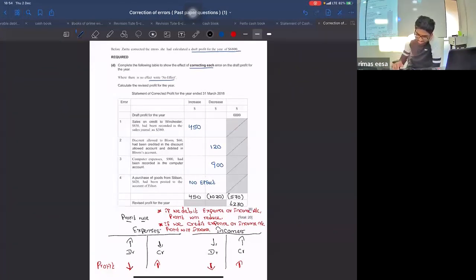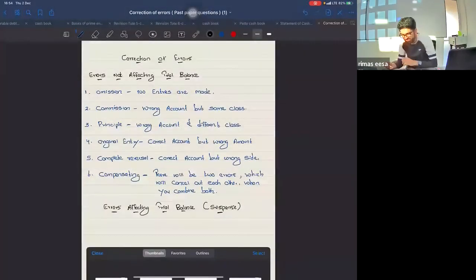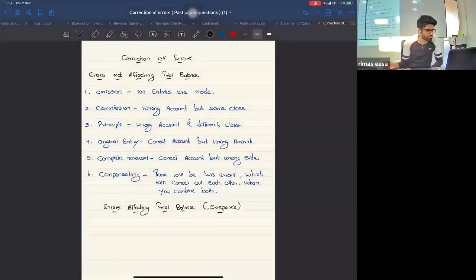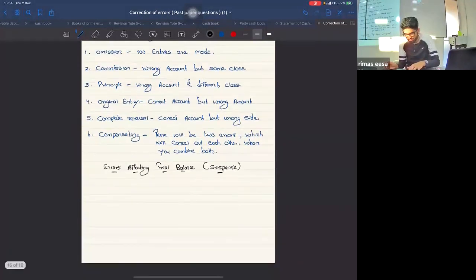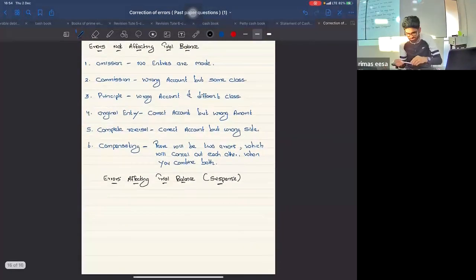Now, go back to the note that you wrote in your writing book where you gave a subheading saying errors affecting the trial balance, right? After errors not affecting trial balance, you wrote errors affecting trial balance. Now, let's do about 1 or 2. Then we can continue from there next week.